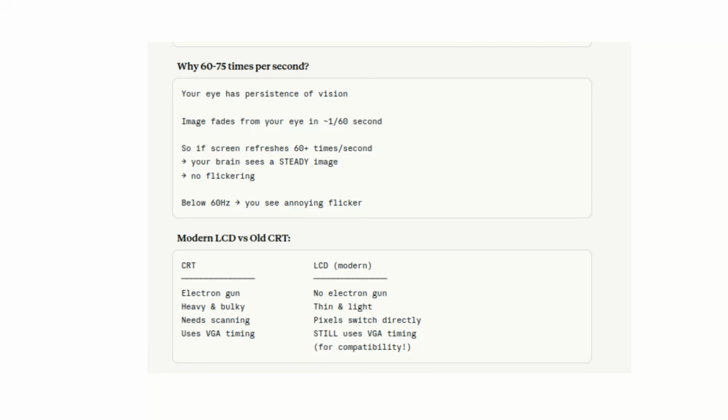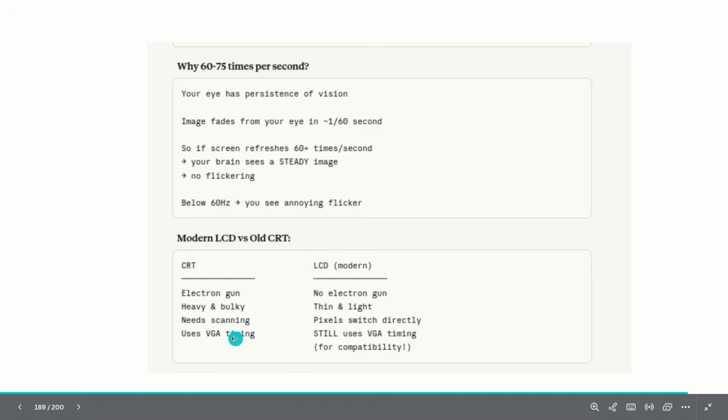Now we have used the VGA timing here, right? VGA timing, as you can see, is also used in this modern LCD. VGA timing is used, so that cannot be included as a difference.